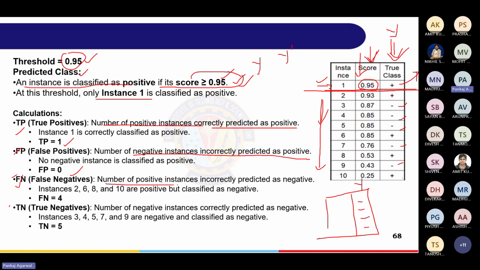Now comes FN, false negative: the number of positive instances incorrectly predicted as negative. So what are the number of positive instances? First, see how many positive instances were there in your dataset. Then check how many of them were incorrectly predicted as negative. Now see how many there are.